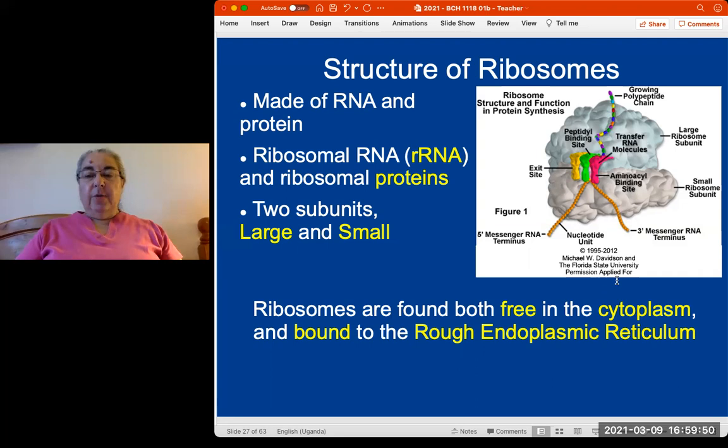So ribosomes are found in the cytoplasm, free in the liquid of the cytoplasm, and also attached to the rough endoplasmic reticulum. And again, you'll see why it's found in both ways when we look at translation and protein synthesis.